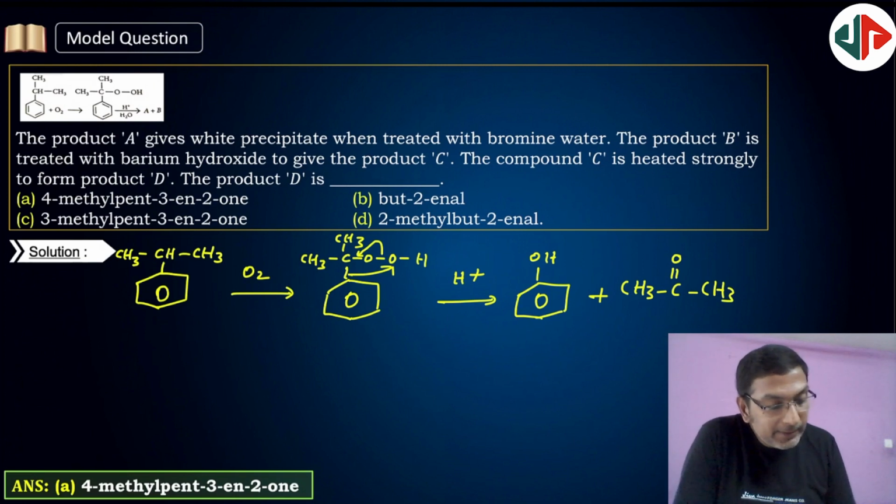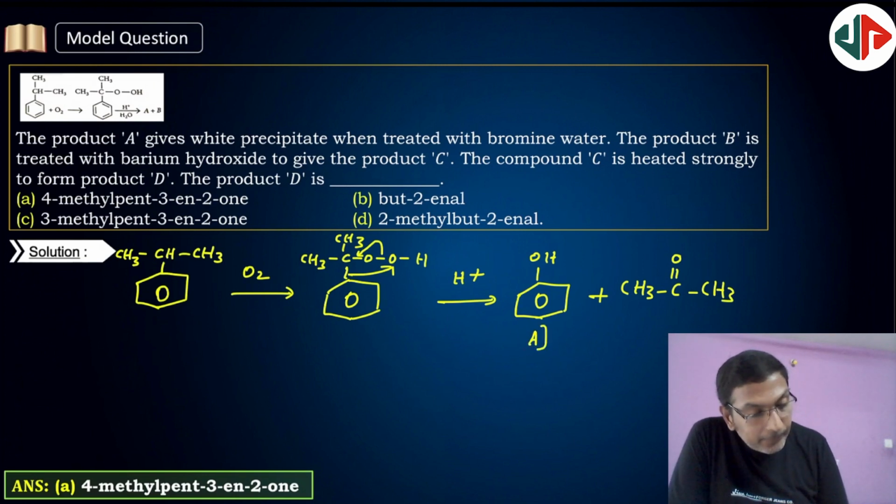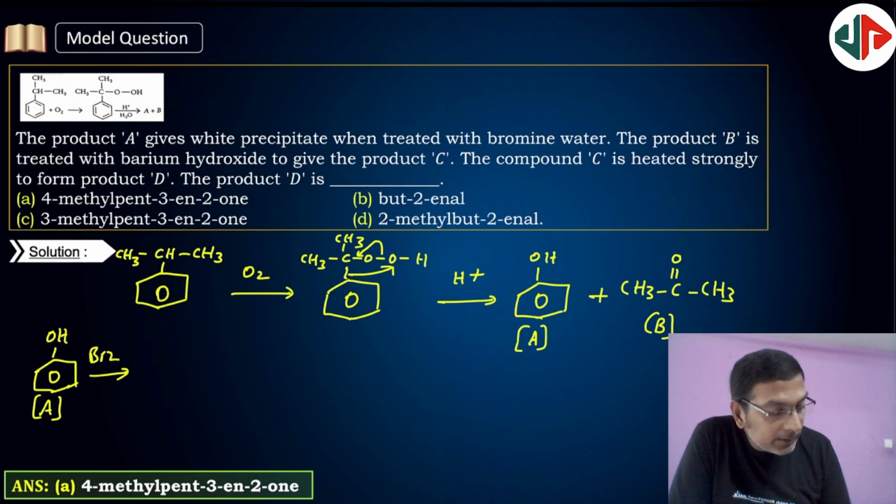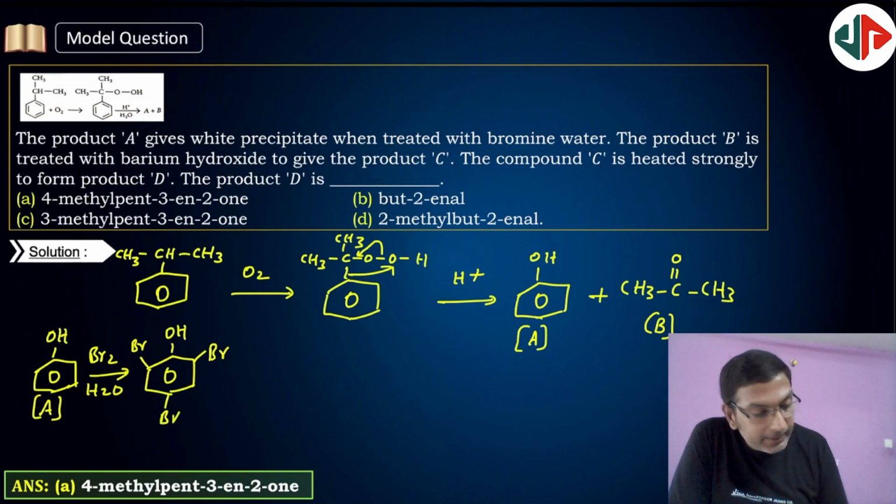So compound A gives a white precipitate. This is A and this will be B. Compound A is phenol, which with bromine water, Br2, H2O, gives tribromophenol by aromatic electrophilic substitution, a white precipitate.